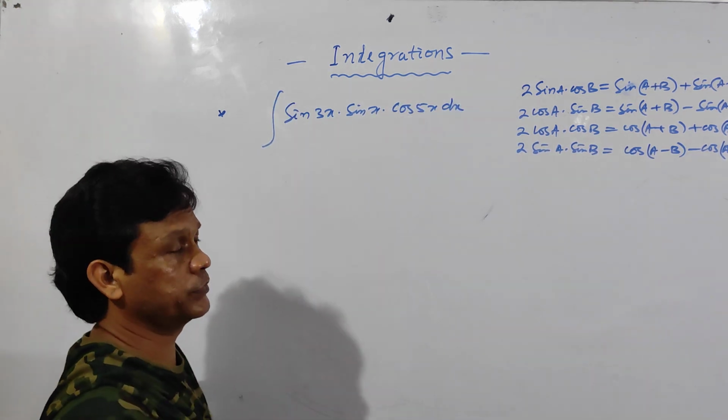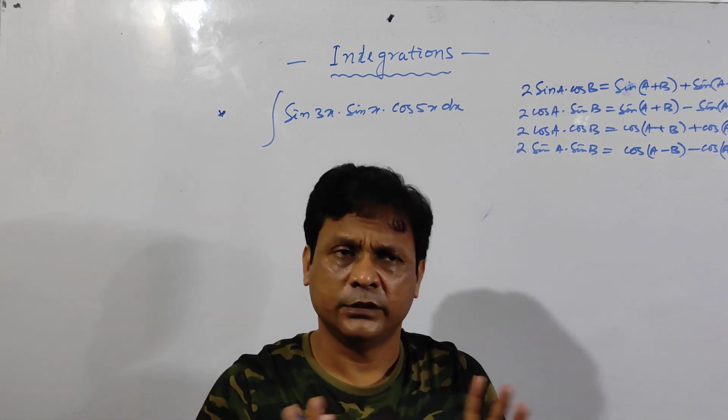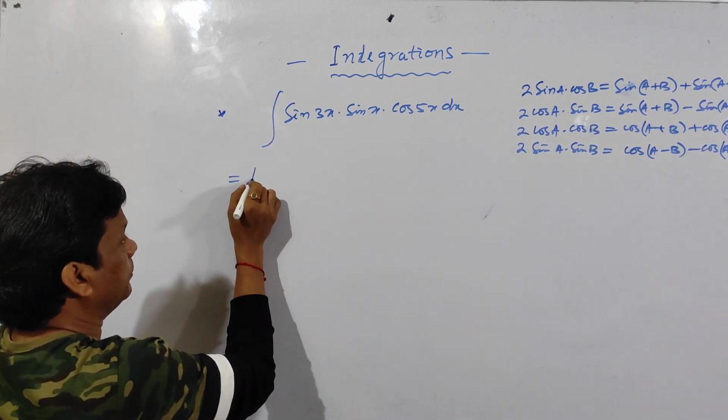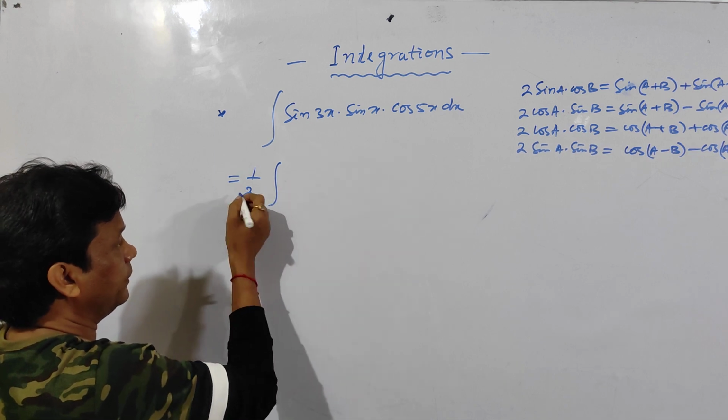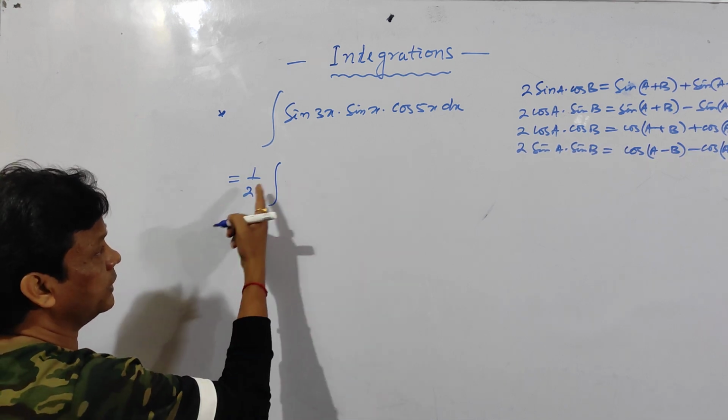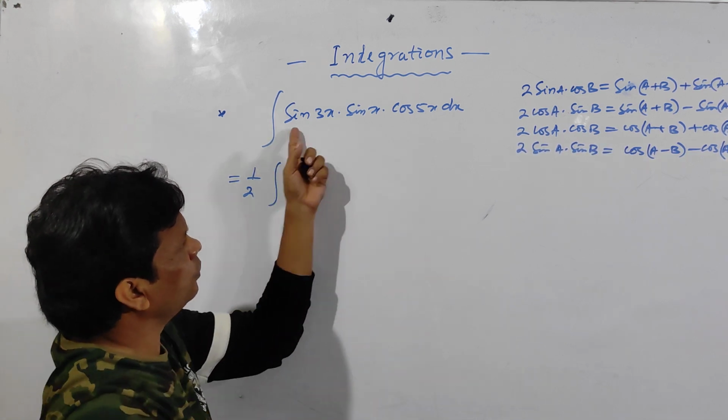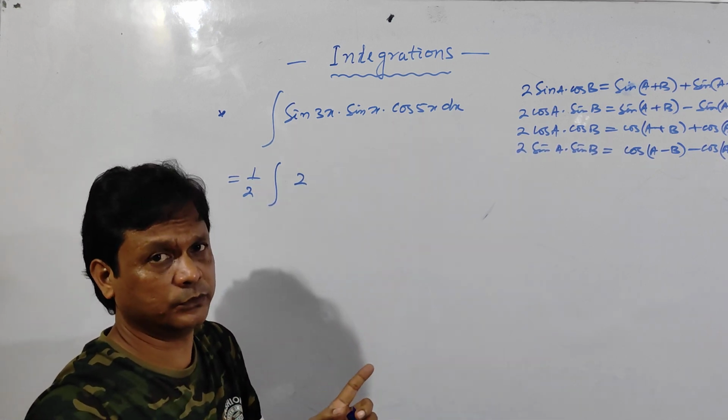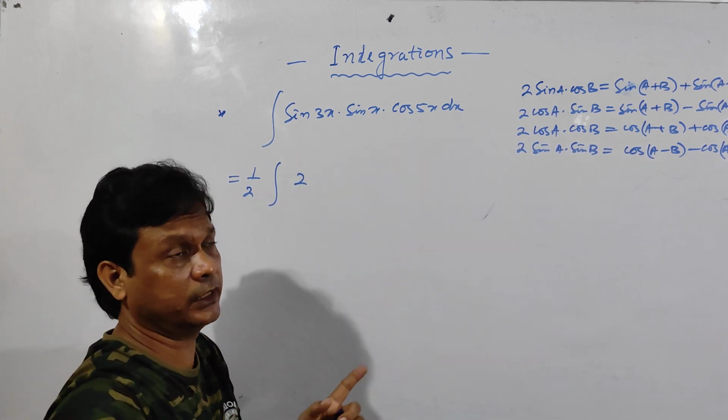I am taking 3 terms. So how to solve? See here, first of all multiply by 2 and divide by 2 outside, and take any 2 terms. It depends upon you. It doesn't matter for the final answer.